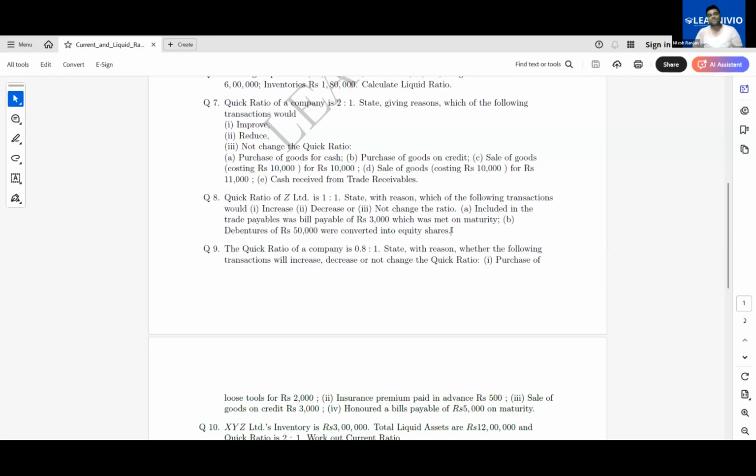Next is debenture of rupees 50,000 were converted into equity shares. So debenture is long-term borrowing. Long-term borrowing has no impact on liquid ratio or current ratio. And if it is converted into equity share, then it will become part of shareholders fund. Again, shareholders fund has no impact on current ratio or liquid ratio.